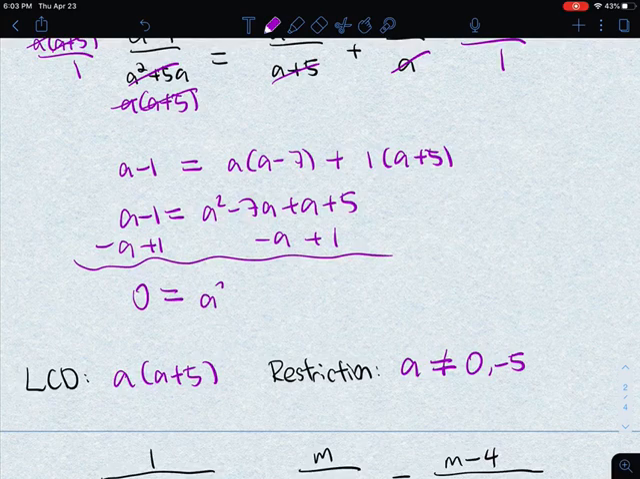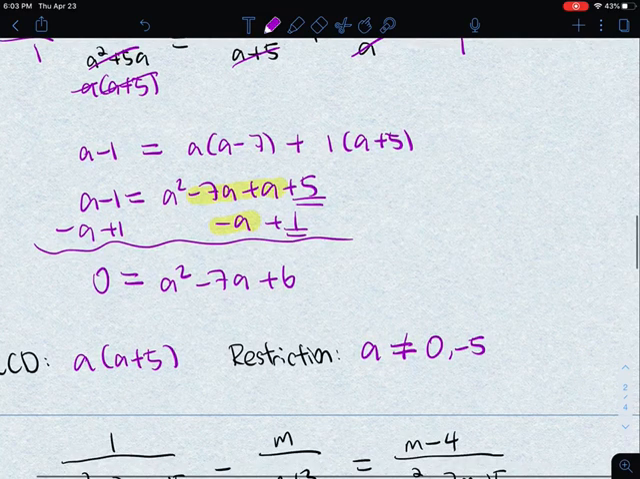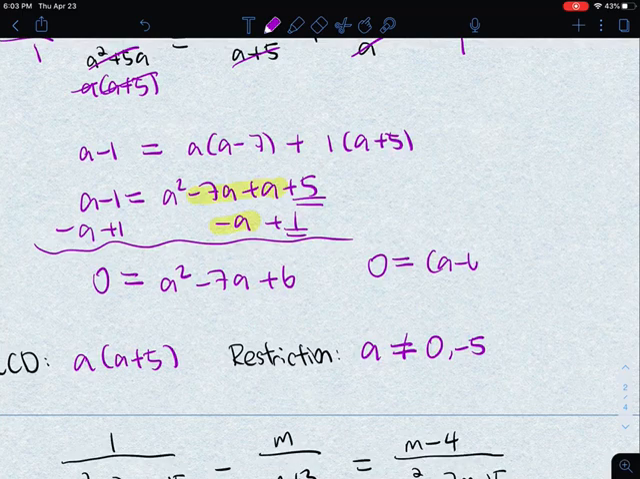We have 0 on this side, a squared. And then we have minus 7a plus a minus a. So that I think is minus 7a. And then plus 5 plus 1 is plus 6. Okay, let's go ahead and factor. I think we will get 0 is equal to (a minus 6)(a minus 1).